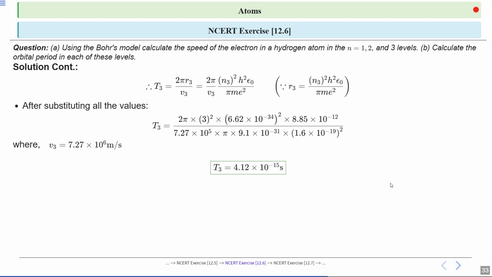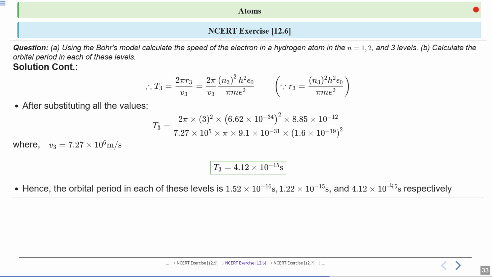After calculating, we find that the orbital period for the n equal to 3 level is 4.2 times 10 to the power minus 15 seconds. This is the time it takes for the electron to make one complete revolution around the nucleus in the third orbit. Notice how the period increases as the energy level increases, since the electron is farther from the nucleus and moving more slowly.